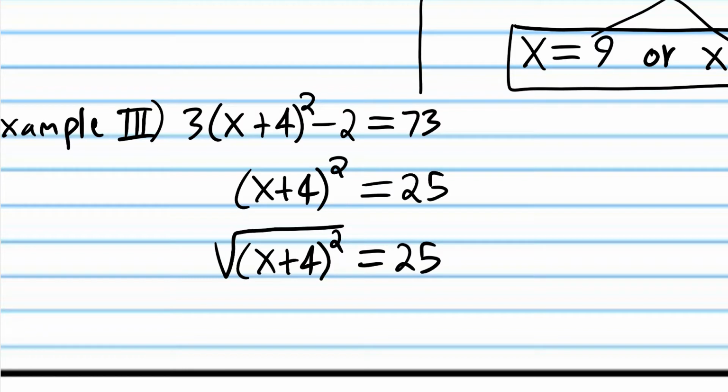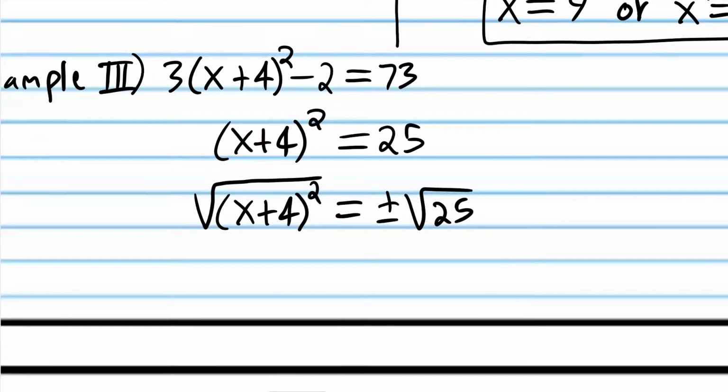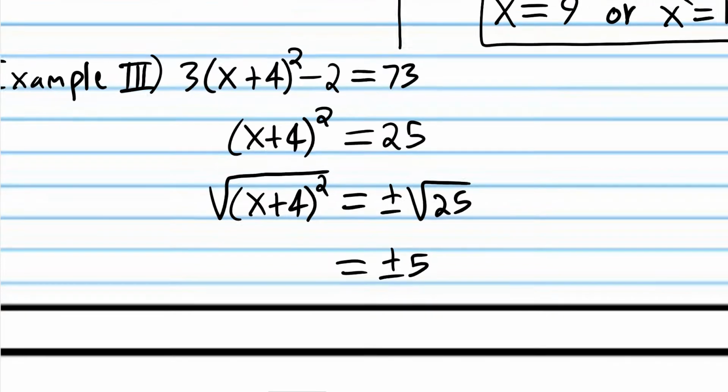You can still skip those 2 steps and just show the result after doing those 2 steps. So we want to get rid of the square at this point, so we're going to square root both sides. And keep in mind, the plus and minus goes on the side opposite the variable. I didn't mention that. And so the square root of 25 is 5, so we have plus or minus 5.